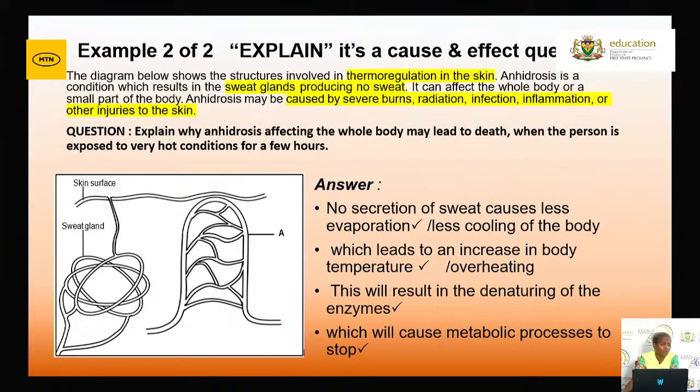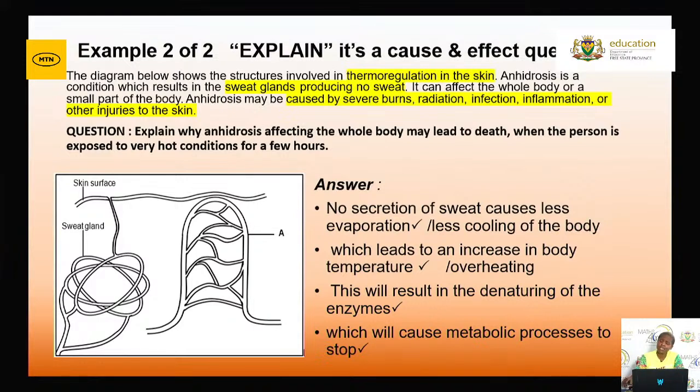Our question is as follows. Explain why anhydrosis affects the whole body. Remember, I have mentioned that this condition or disease results in the sweat glands not producing sweat. Now you have to explain why this condition may lead to death when the person is exposed to very hot conditions for a few hours.